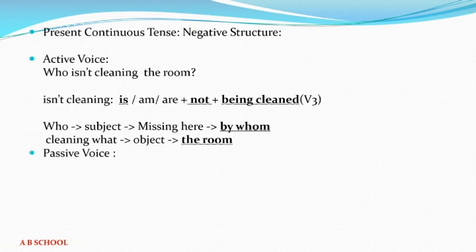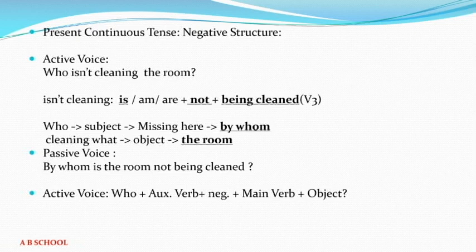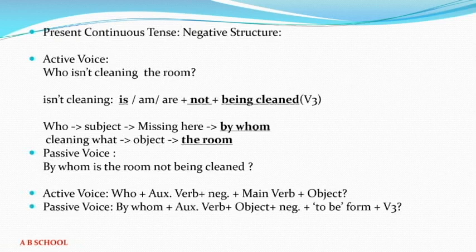And now try to convert the sentence into passive. Try to do it on your own first. Who isn't cleaning the room turns to by whom is the room not being cleaned, right? And then the question mark. The structure formula that appears before you: who plus the auxiliary verb plus the negation plus the main verb and then the object. And the passive voice: by whom plus the auxiliary verb to be form, is, are, plus the object plus the negative plus the to be form, right?